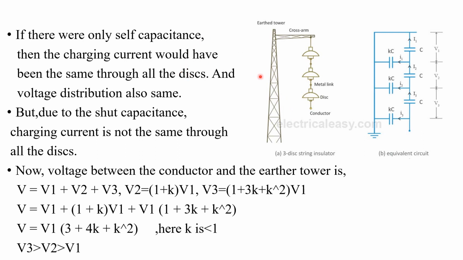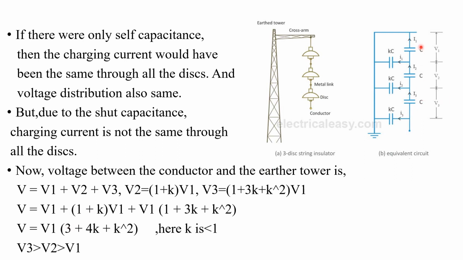If there were only self-capacitance, then the charging current across each disc would be the same. That means the potential distribution, or the voltage across each disc, would be the same. But that is not possible due to the presence of this shunt capacitance. Due to the shunt capacitance, the charging current through each disc will not be the same, and hence the voltage across each disc will not be the same. So we need to calculate the voltage across each disc by using these formulas.